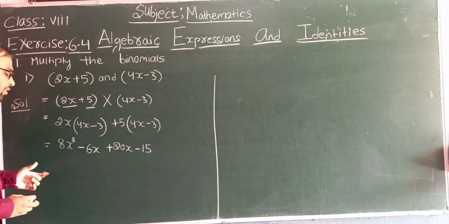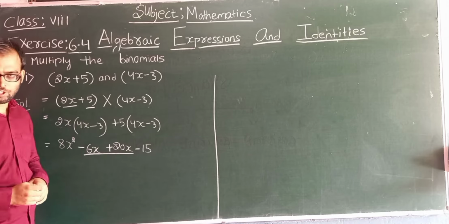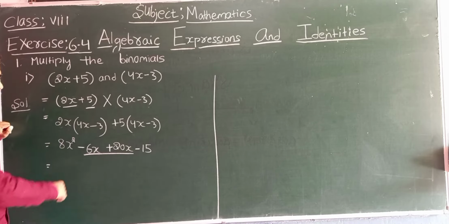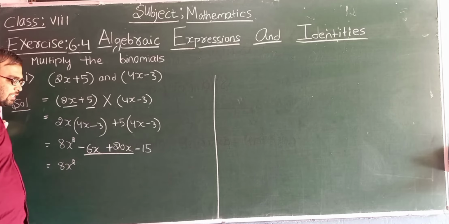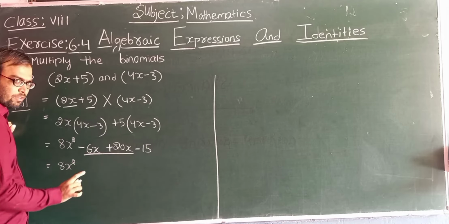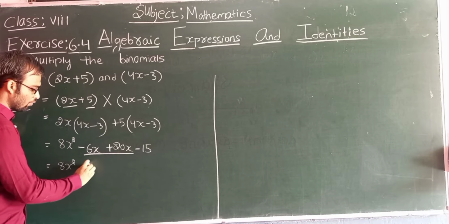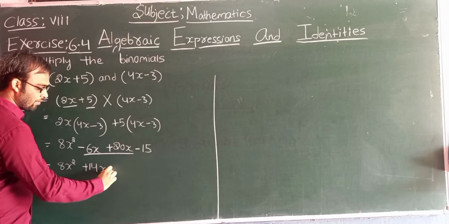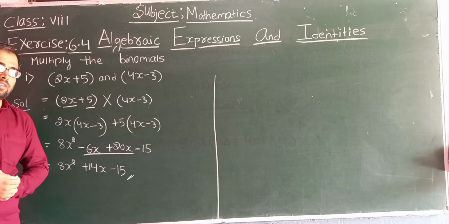Just observe this carefully, students. These two are like terms, and we know that we can add or subtract like terms. As these two have opposite signs, we need to subtract. So 20x minus 6x will be, forget about the variable part if you are getting confused, 20 minus 6, which is plus 14, and write x. Here minus 15 stays, so write 15. This will be the solution for the given problem.